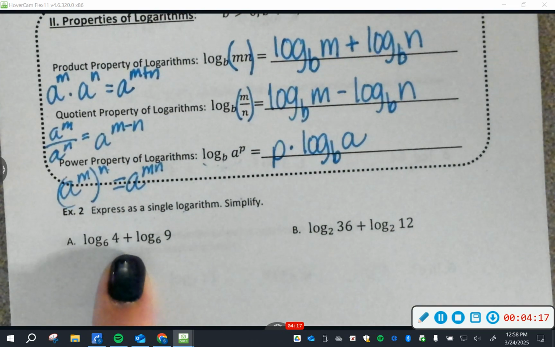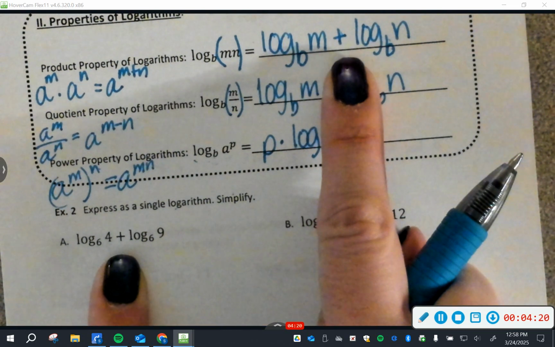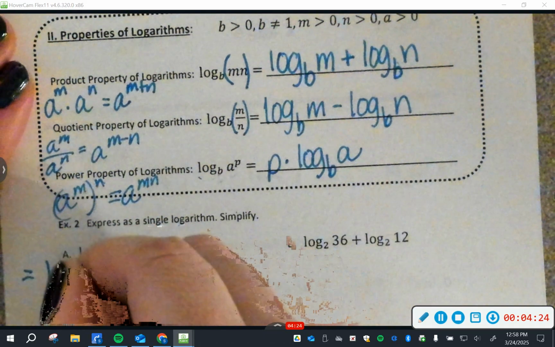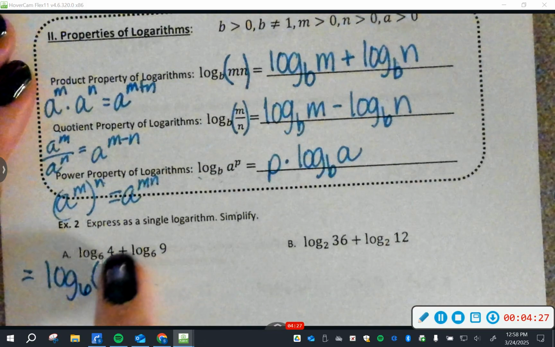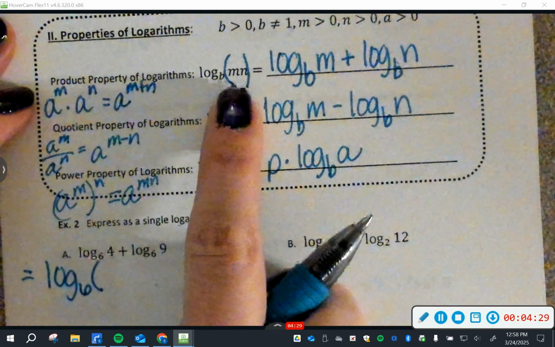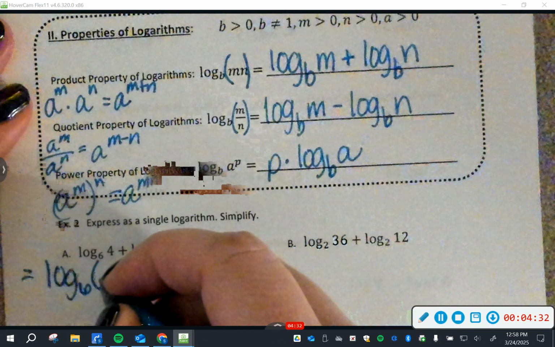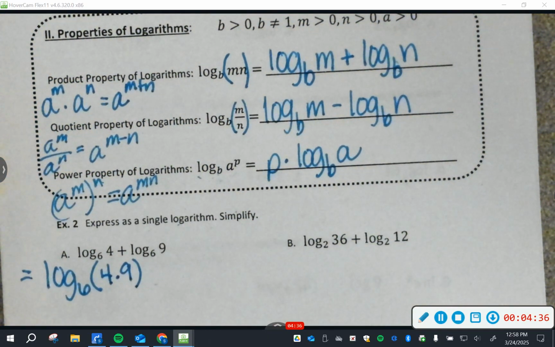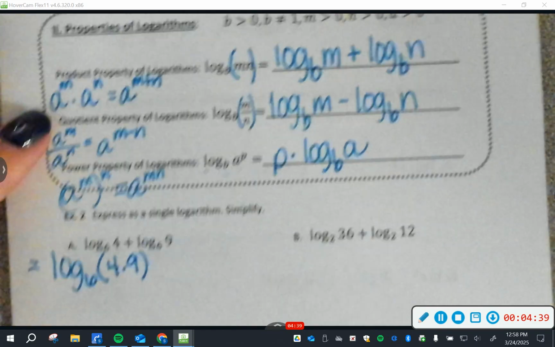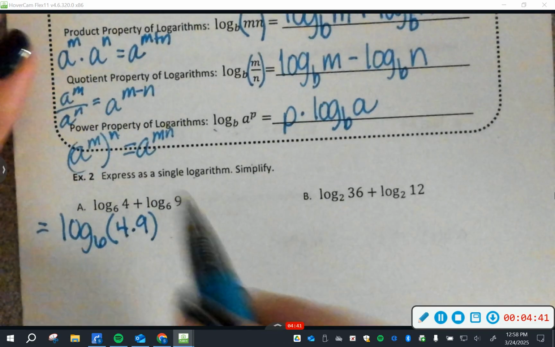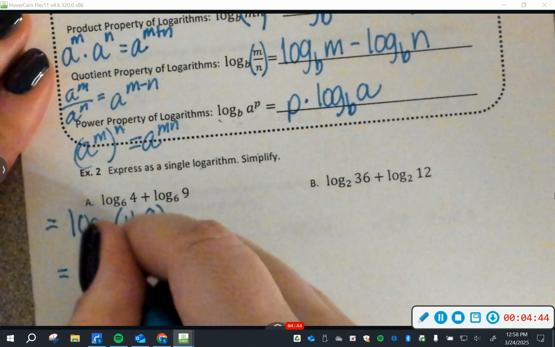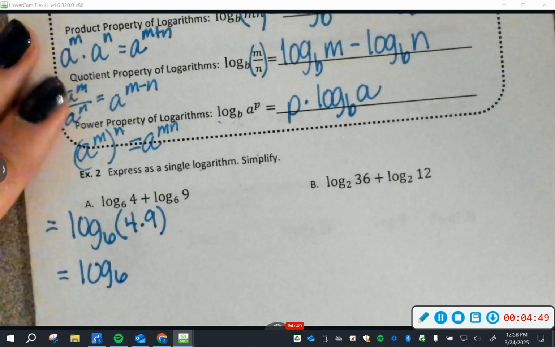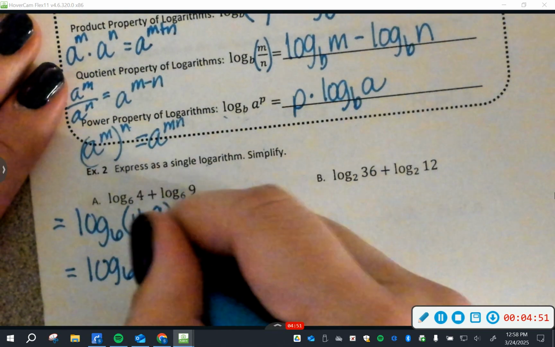But I notice that they're added, so if I have separate logs that are added, if I put them together in one log, we can take those arguments and we can multiply them. So I can take the arguments of 4 and 9 and I can multiply them. Let's see if that helps us. What is 4 times 9? 36.